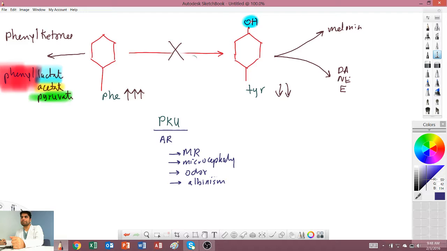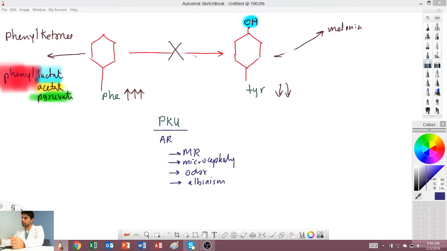See, the thing is, it doesn't affect these guys that much. I'll erase this part. It does not affect catecholamine because you can get it from other sources. Melanin is affected, and tyrosine can also be converted to thyroid hormone. But anyhow, the problem you should be looking for is that phenyl ketone becomes toxic and there is a lack of melanin.